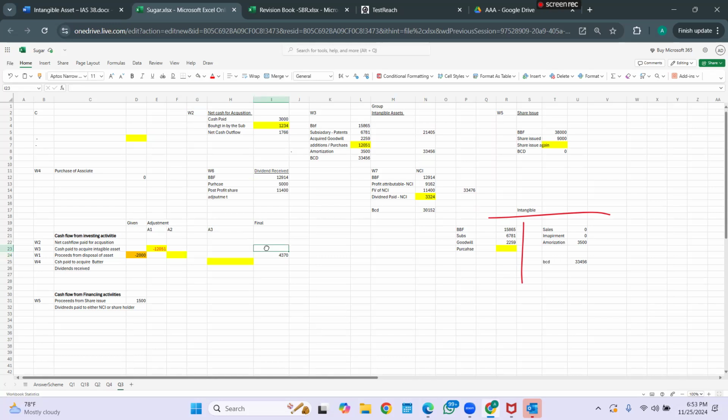So my final figure for intangible asset would be this one, as well as my final figure for profit from disposal would have been 4370. But just because I'm leaving this, do you think I will be able to get the entire 2 marks? Well, I would say no. You're not showing it completely. Look at this: minus 2000 is equal to 4370. It's totally wrong. You need to show it properly.